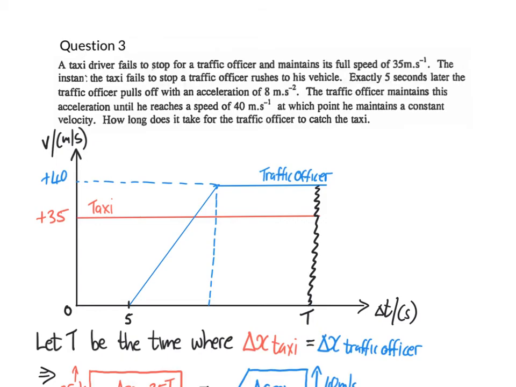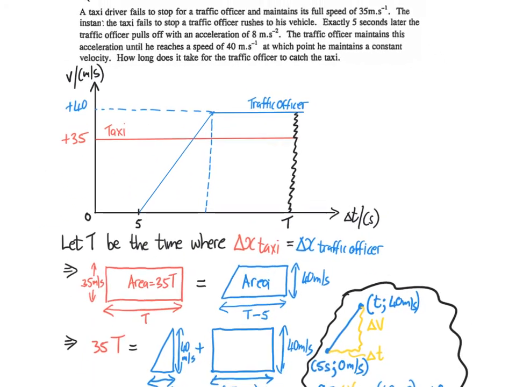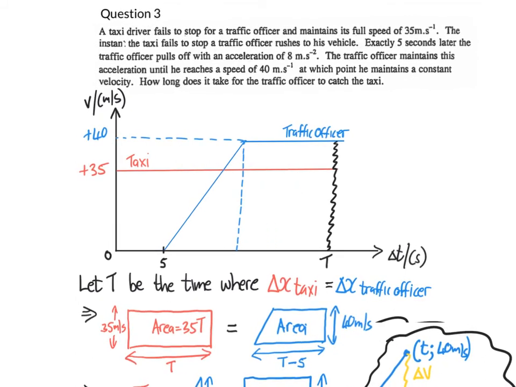So let T be the time where the change in position of the taxi is equal to the change in position of the traffic officer. Now, at T equals 0, this is where our observation of these two objects begins. And when the traffic officer comes alongside the taxi, that's where our observation stops. So using a velocity time graph, the change in position of the taxi is the area under that part of the graph.